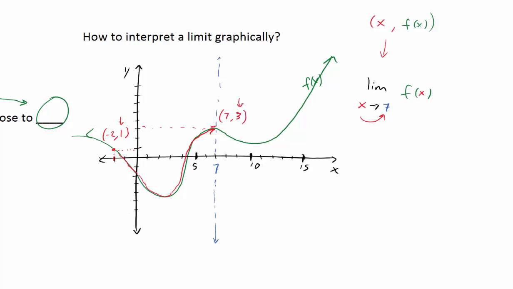Now it looks like that's where our limit is, but it has to agree as we approach from both above and below. So we approach 7 from above now, when x is 10, 9, 8, 7.1, 7.01. What is that y value we're approaching? It looks like the answer to the limit is 3. It is the y value our function is approaching as x approaches 7 both from below and from above.